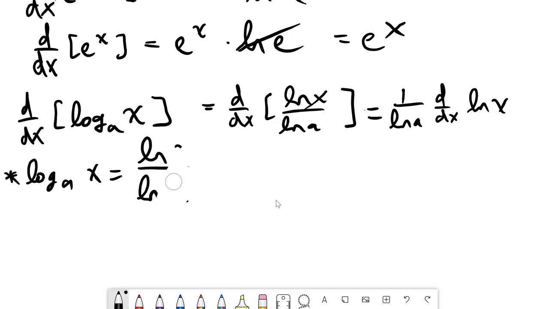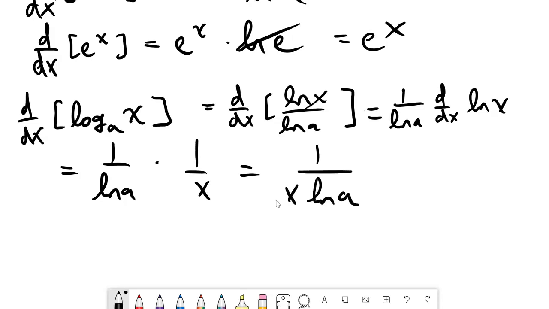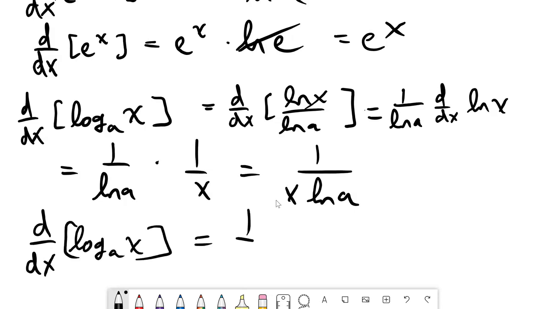I'm going to erase this now. It's equal to 1 over natural log of a. The derivative of natural log of x is 1 over x. In other words, it's 1 over, I'm going to move the x to the front, x natural log of a. And there we have it. The derivative with respect to x of log base a of x is equal to 1 over x natural log of a, so we kind of retain that natural log derivative.